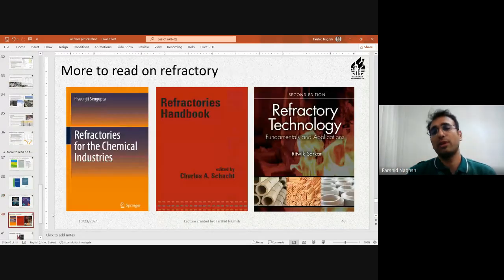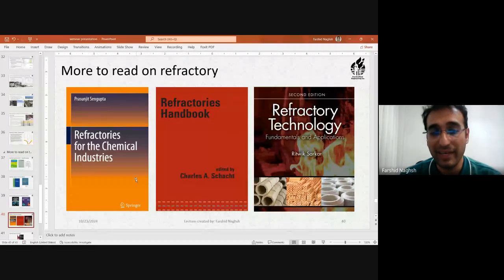Also, if you want to understand refractories deeply from a material point of view, I solely recommend these three very good books.